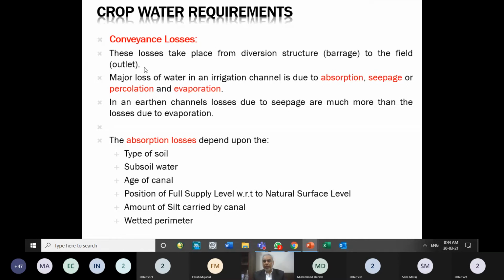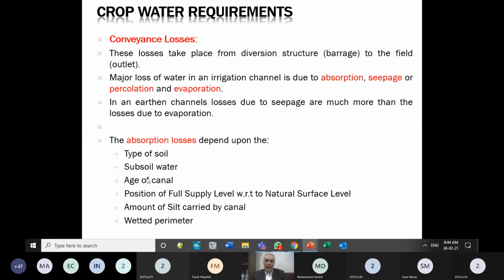And these losses occur from conveyance losses, which we assume from the start of the canal, that is, from the barrage to the field outlet. Then we say that these are the field losses. After the outlet, we say some are the losses in the water course and some are the losses in the field. So they are excluding these conveyance losses.